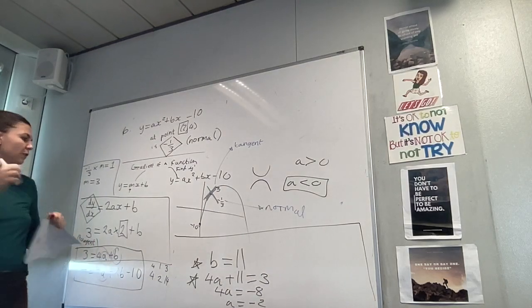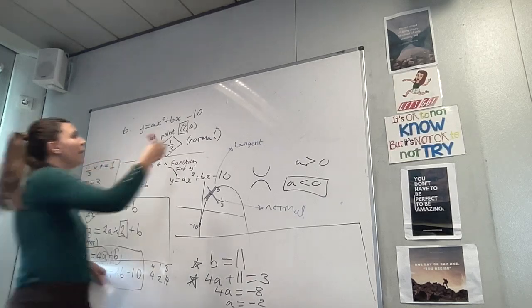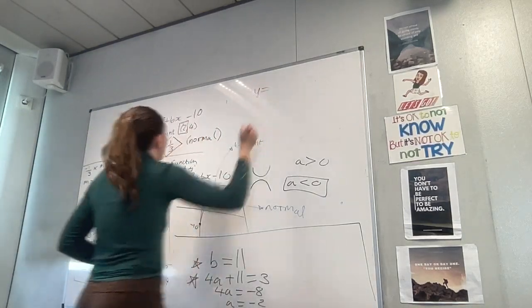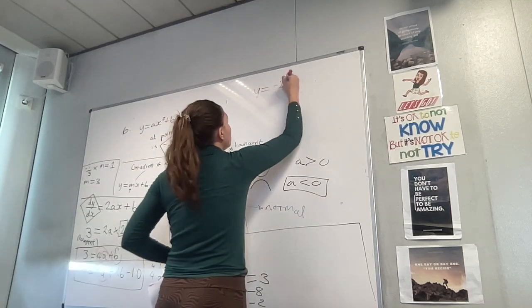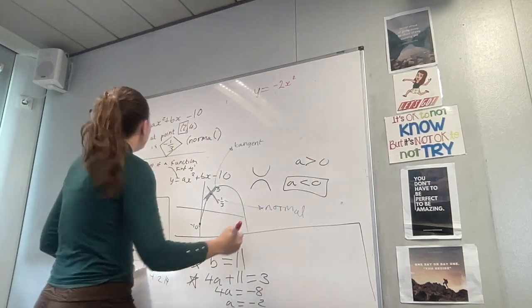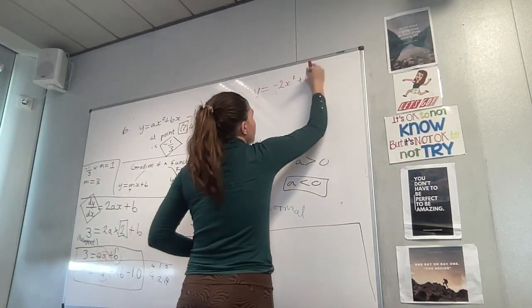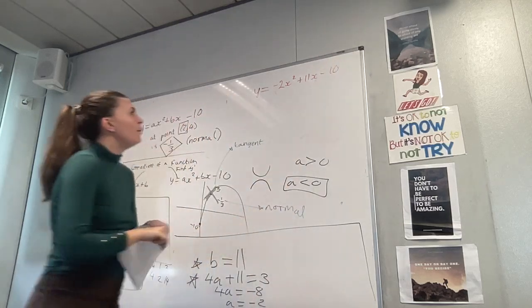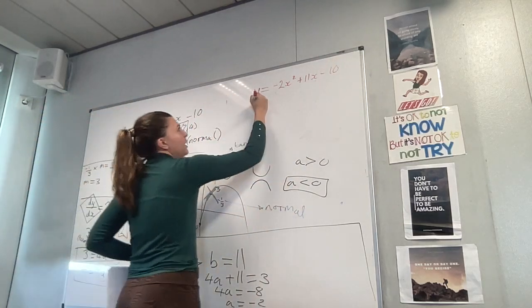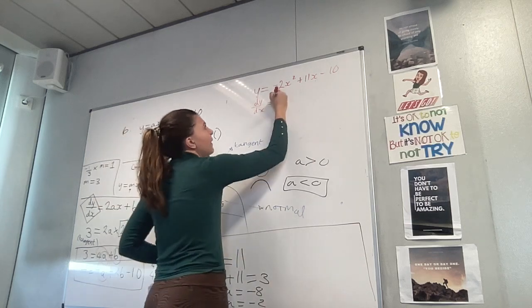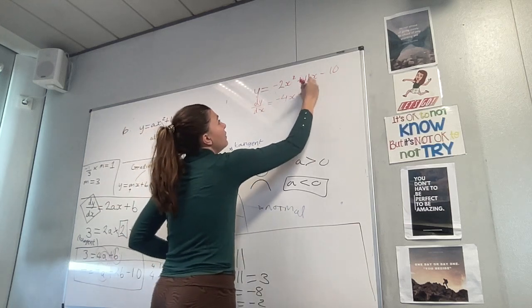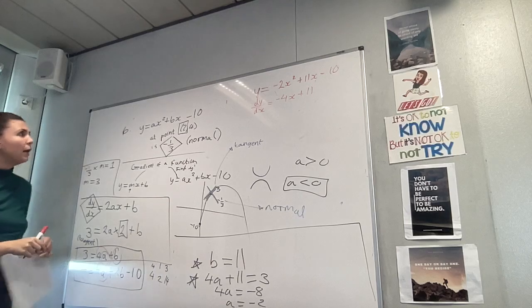Let's see if we've got a bit of time to check our answer. So we think our function is y equals ax squared plus bx minus 10. A is minus 2, so we're going to have minus 2x squared plus 11x minus 10. First of all, if we were to find the normal, we would differentiate it. And then we're going to say that's minus 4x plus 11. I think that looks correct.